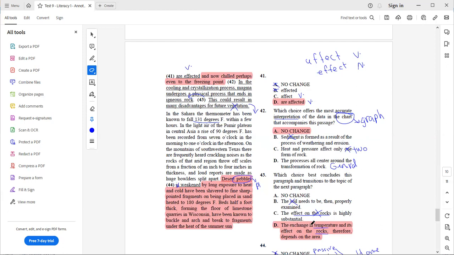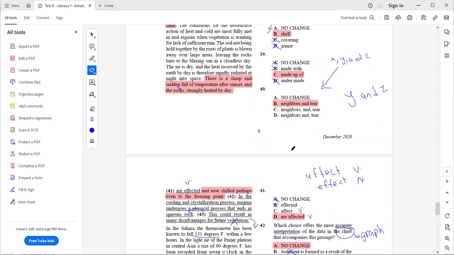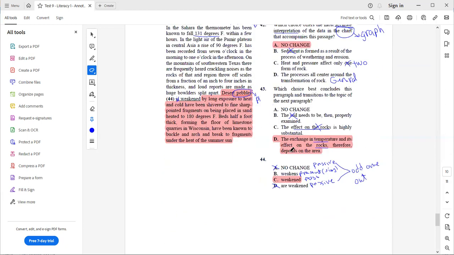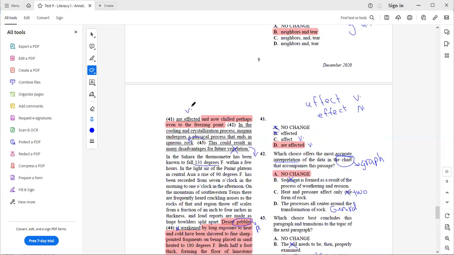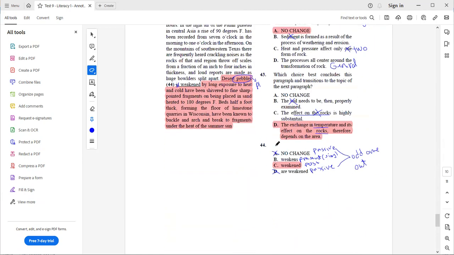The change in temperature and its effect on the rocks therefore depends on the area, which is talked about here. This is better because it talks about both the temperature and the rocks that we mentioned above. Clear? Yes. So it's the one that is correct. Here he only mentioned the rocks, but here he mentioned both the temperature that comes after and the rocks that come in the beginning of the sentence. Okay. Thank you. No problem.